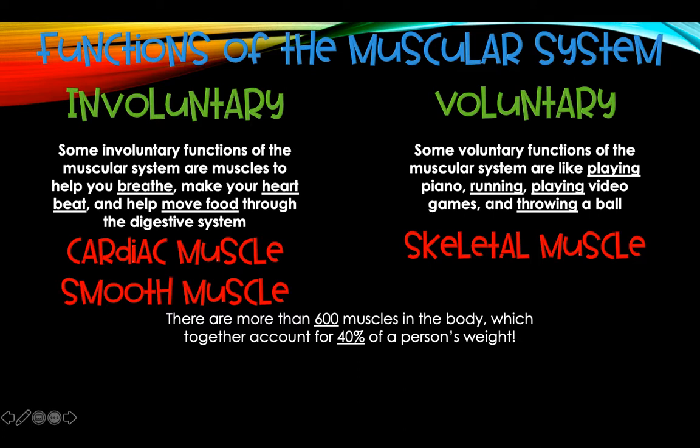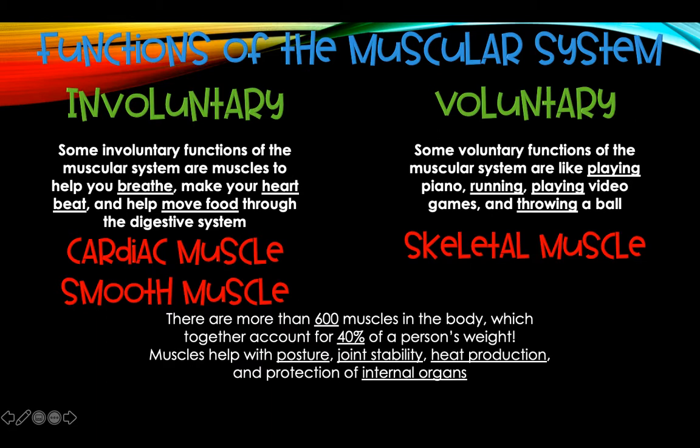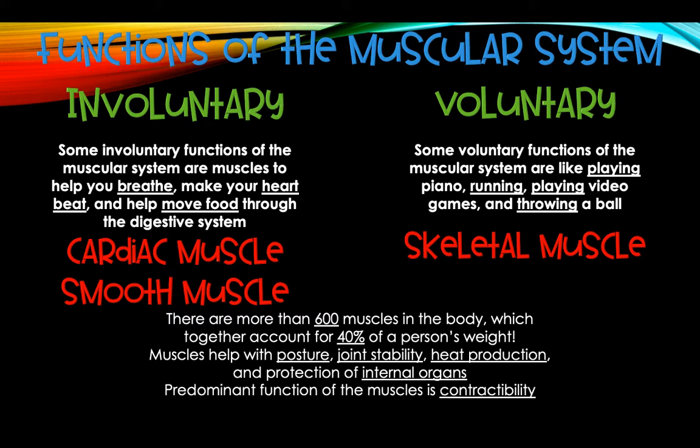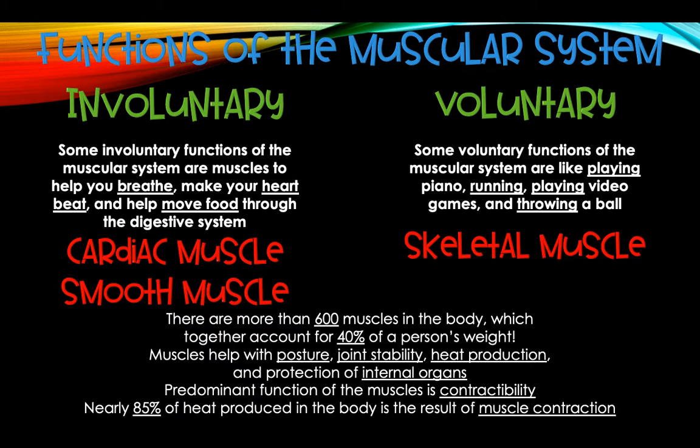That's quite a bit. Muscles help with posture, joint stability, heat production, and protection of internal organs. The predominant function of your muscles is contractibility. That means that it gets smaller. So that's the main function. And nearly 85% of heat produced in the body is a result of muscle contraction.